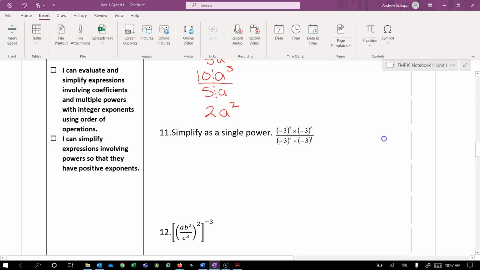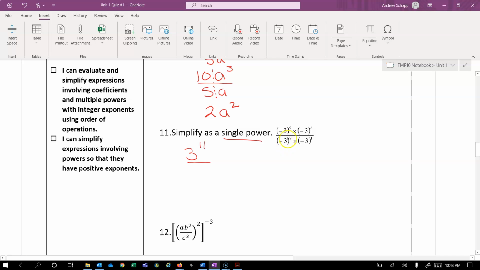On to number 11. Simplify as a single power. So you don't need to evaluate each of these pieces first. You should notice that they all have the same base. So a fraction line gives us a grouping symbol. So let's group the top and work with them first. Negative 3 to the power 5 times negative 3 to the power 6 means that we are multiplying powers that have the same base. So we add the exponents. That gives us 3 to the power of 11.